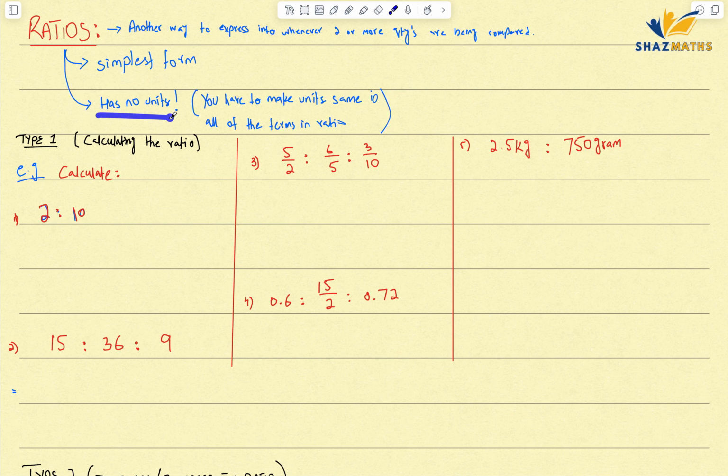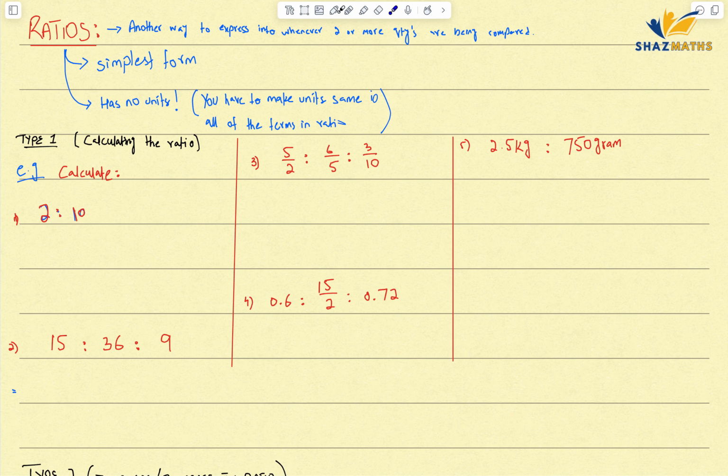So in case this kind of question is given to me, it's pre-understood that I have to make the unit same and then simplify it. So we have to apply these two processes always in order to express any information in the form of ratio.